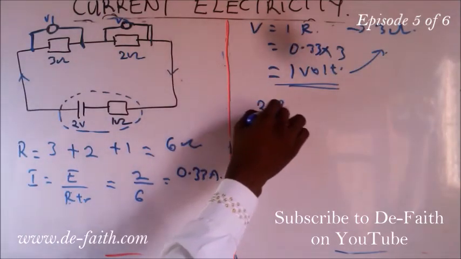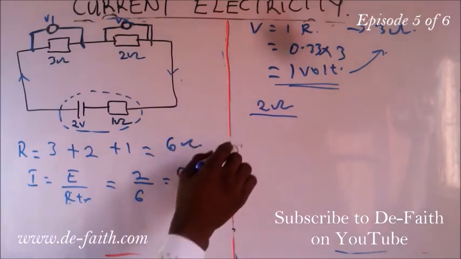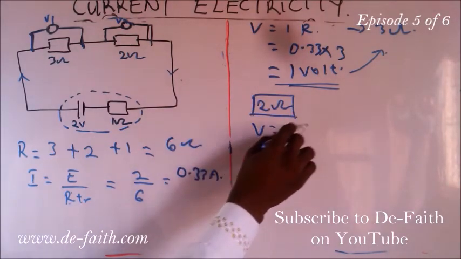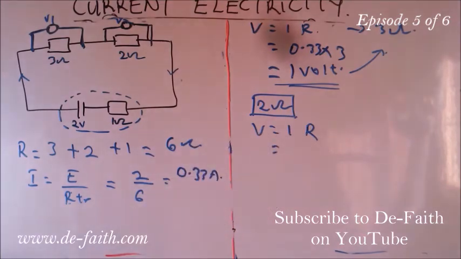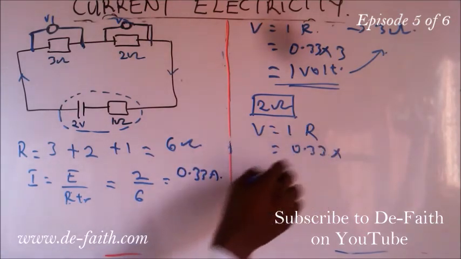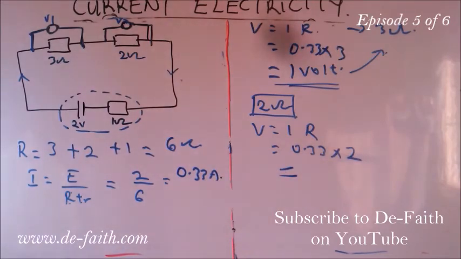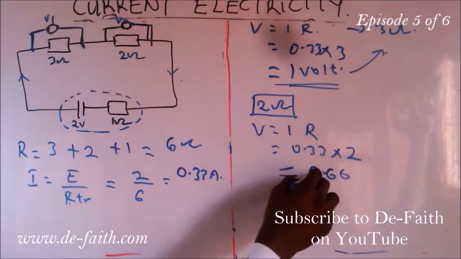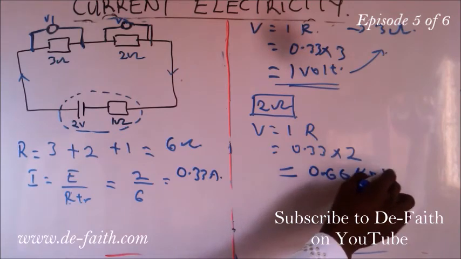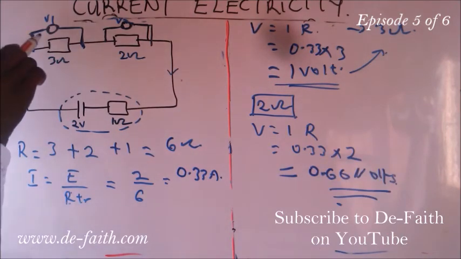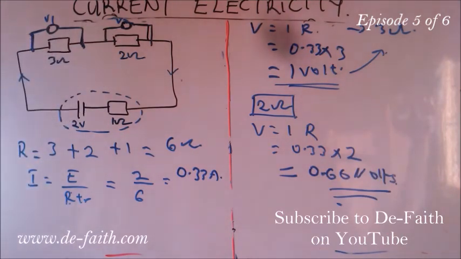Then for the 2 ohm resistor, the voltage across it will be V equal to IR. Our current is still 0.33 and our resistance is 2. When we multiply this, we have 0.66 volts. So here we have 1 volt and then we have 0.66 volts here.